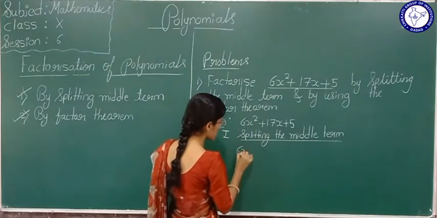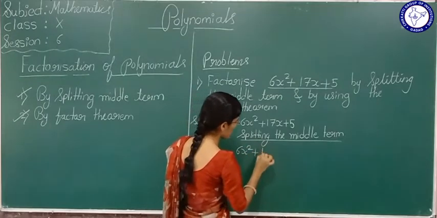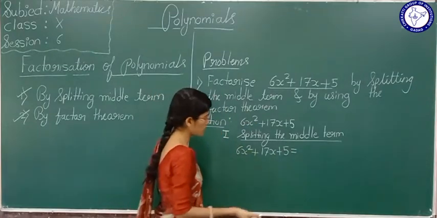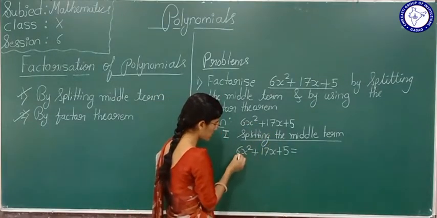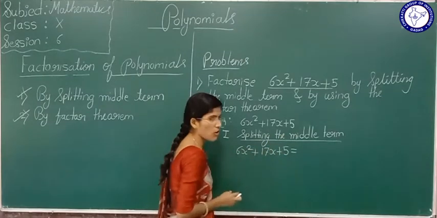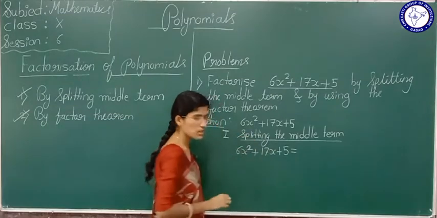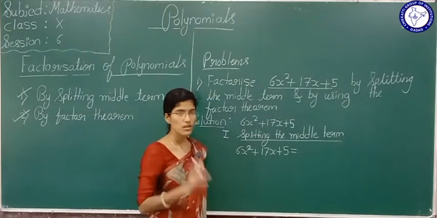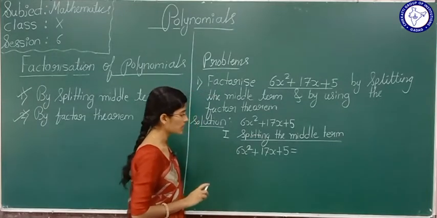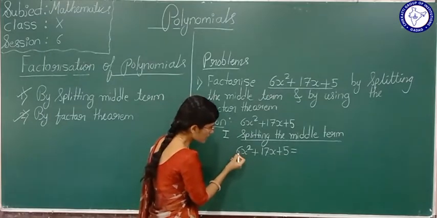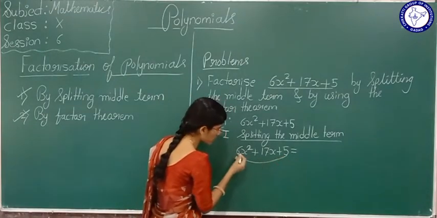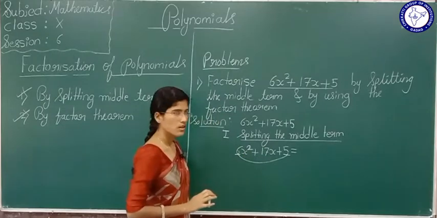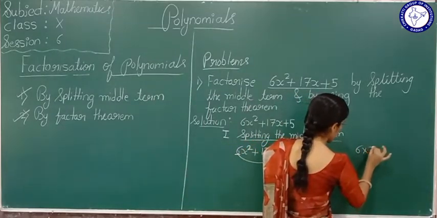The given polynomial is 6x square plus 17x plus 5. Now see here, students, in splitting the middle term, which polynomial is this? This is a quadratic polynomial, yes or no? The highest degree is 2. Now how many factors will come here? Two factors will come. Now see here, 6 and 5. What we have to do is take this 6 and this 5 and multiply them. What is 6 fives? 6 fives are 30.